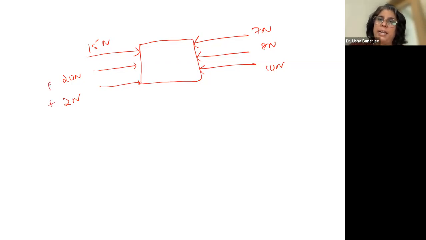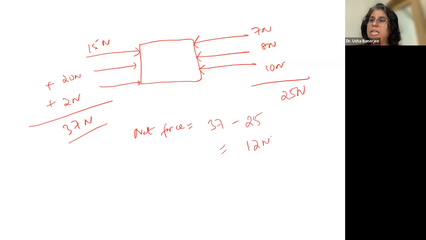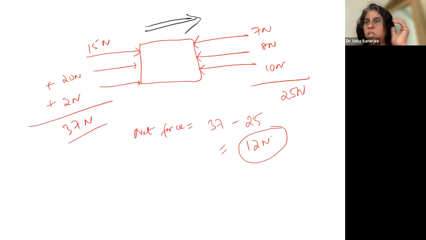So here you have to add it. 15 plus 20 is 35. 35 and 2 is 37 Newton. 7 and 8 is 15. 15 and 10 is 25. So the net force or resultant force is 37 minus 25. I added correctly, right? So it is 12 Newton. And now 37 is larger than 25. So I'm showing you with an arrow. The stone will move in the direction of the black arrow. Right? Understood? All of you understood?